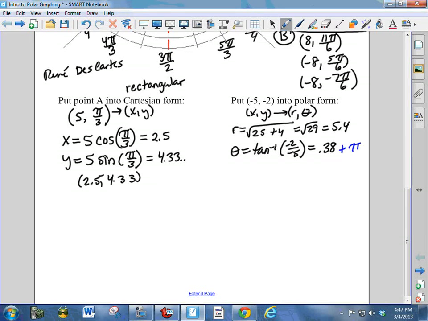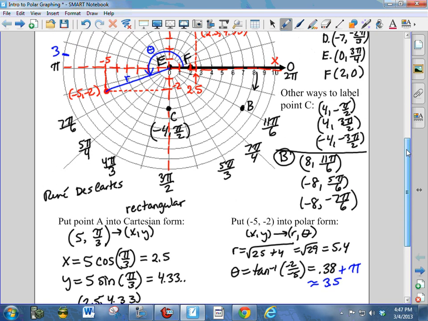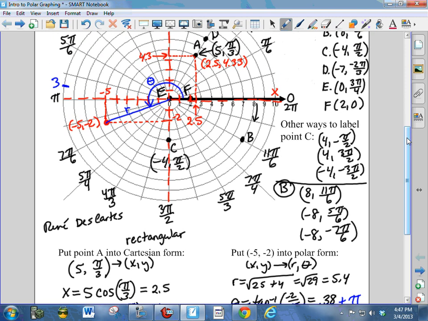Very important. So if I add 0.38 plus pi, let me do that very quickly on my handy dandy calculator here, I get about 3.5. So it's approximately 3.5. And I'm going to look and see, does that look reasonable? Yeah, 3.5 radians looks very reasonable because I had figured this was 3.14 and this was about 3.6 something. So 3.5 looks very reasonable for this. So this point can also be labeled as 5.4, 3.5 radians. And I'm putting radians just because both of those numbers are decimals, just to remind you that the second number is the angle.